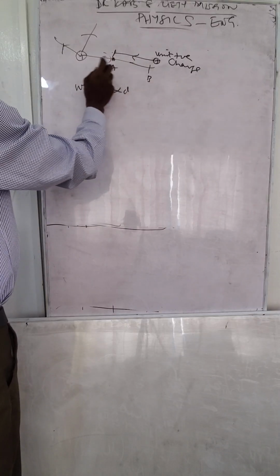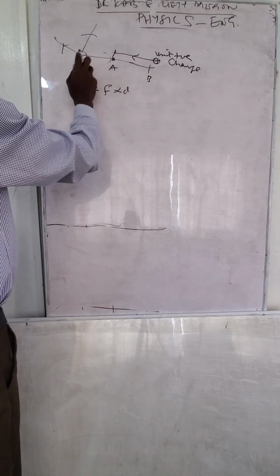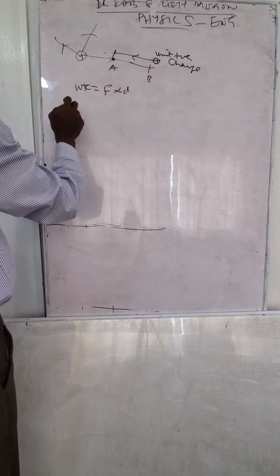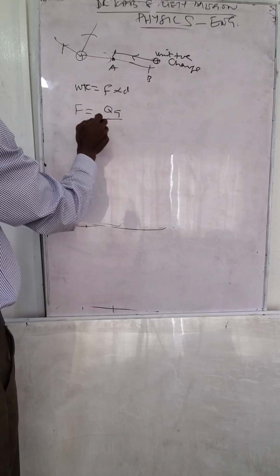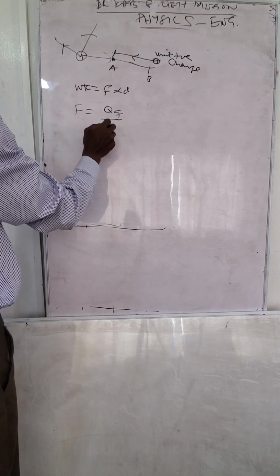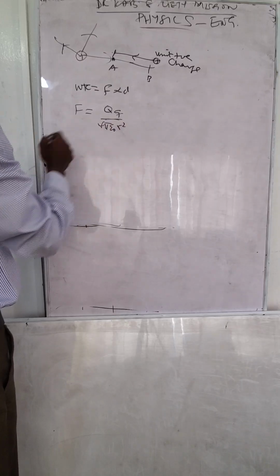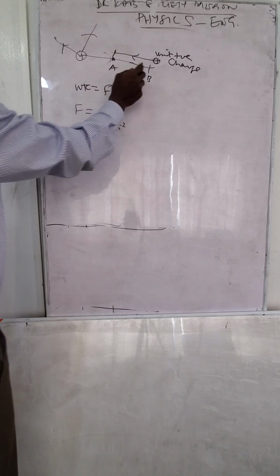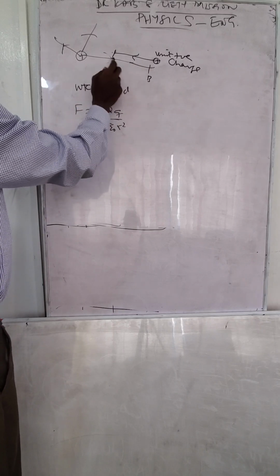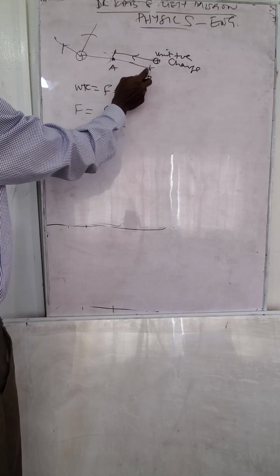The force that is in operation here is the force between the two bodies. Okay, so the force between the two bodies, that force is given by what? Q over 4 pi epsilon naught r squared. This is the force that will be between them. Okay, so that's the constant force that you are moving.